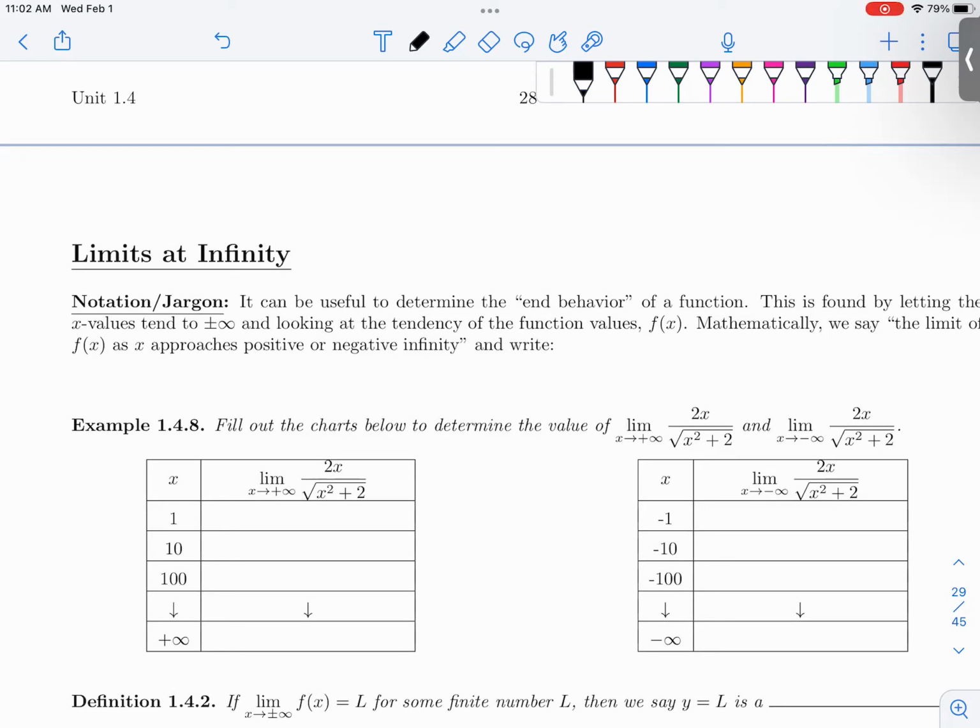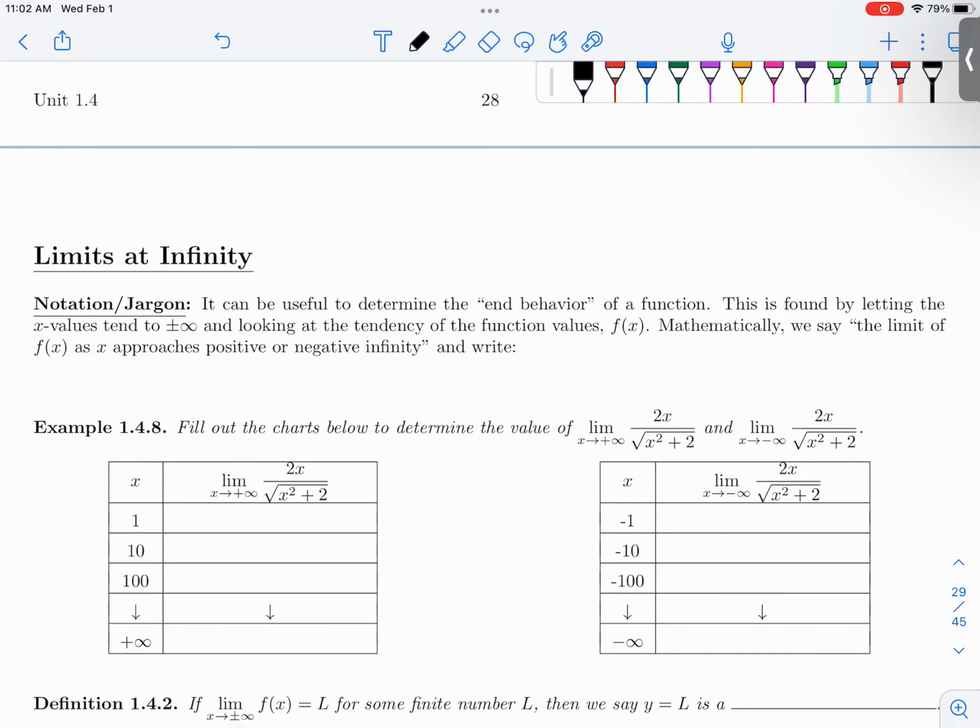So it can be useful to determine the end behavior of a function. This is found by letting the values tend to positive or negative infinity and looking for the tendency of the function values. Mathematically, we say the limit of f of x as x approaches positive or negative infinity. And we write the limit as x approaches positive infinity or negative infinity of f of x equals L.